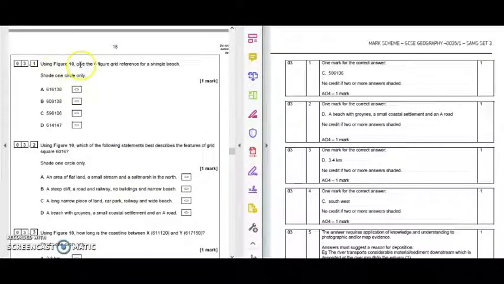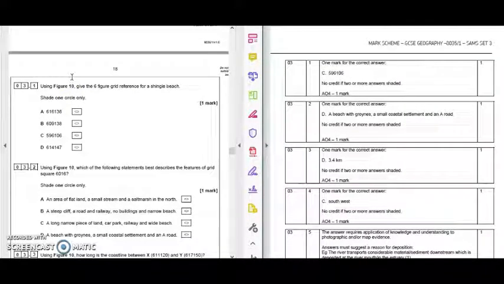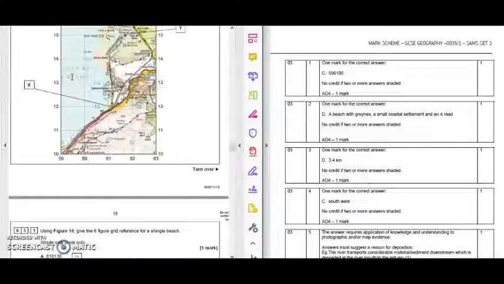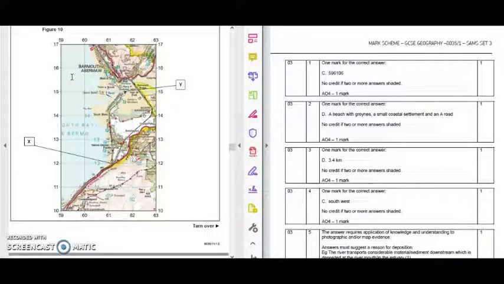3.1. Using figure 10, give the 6-figure grid reference for a shingle beach. Shingle is just big rocks, pebbles, not sand. Shade one of those circles in. So the correct answer here is C, because here is your figure. You can see it's at the coastline. You've got a few beaches that you can see.